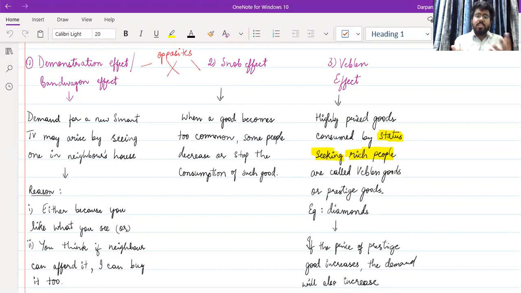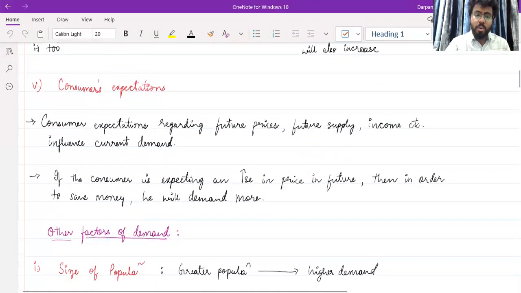Why? Because then they can show off, oh, I have bought this diamond and this diamond is worth 1 crore, right? So they can show off that particular good that they've purchased, and they relate that prestige value that is coming out of that good to the price. So the higher the price, the higher the prestige value, and they will demand more at a higher price, right? So this is the Veblen effect or Veblen goods.